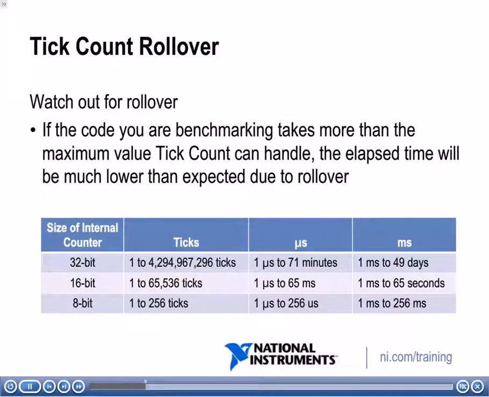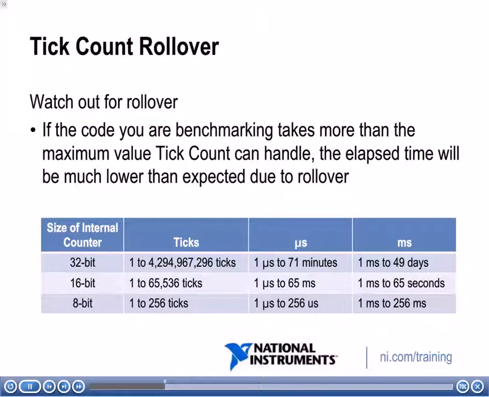So when you're benchmarking your loop periods, you want to make sure you watch out for rollover. If the code that you're benchmarking is going to take more time than the maximum value the tick count can handle, then the elapsed time will end up being much lower than your expected value because of rollover. So when you're doing this, you want to make sure that you set the units, ticks, microseconds, or milliseconds, as appropriate, and also you want to make sure you set the size of your internal counter appropriately.